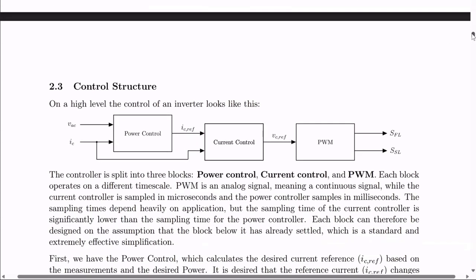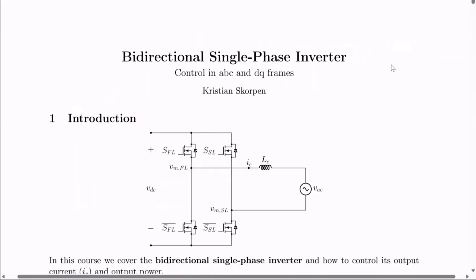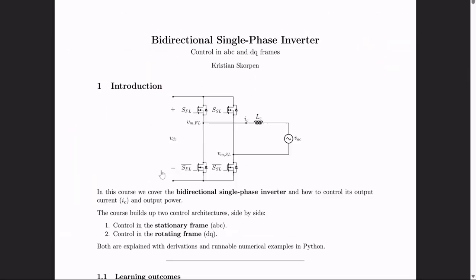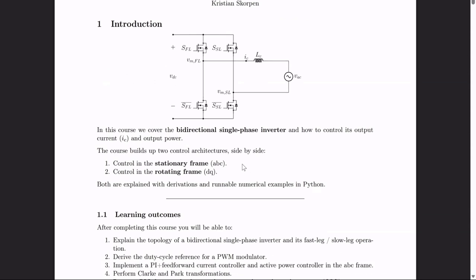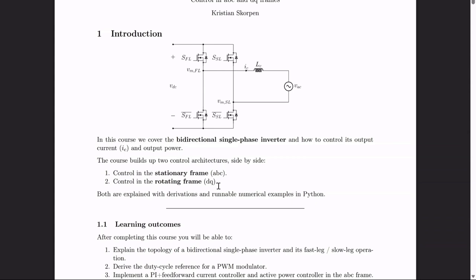This control structure was a part of a course I'm making on bidirectional single-phase inverters. It is a course where we look at how to control an inverter. It works in both directions, so it could be a rectifier and an inverter, but we will focus on the inverter part in this course. We go through two types of control methods: the ABC coordinate, which is basically a stationary frame and is a simple one, and then a DQ coordinate, which is the one you, for example, use for grid-connected inverters.